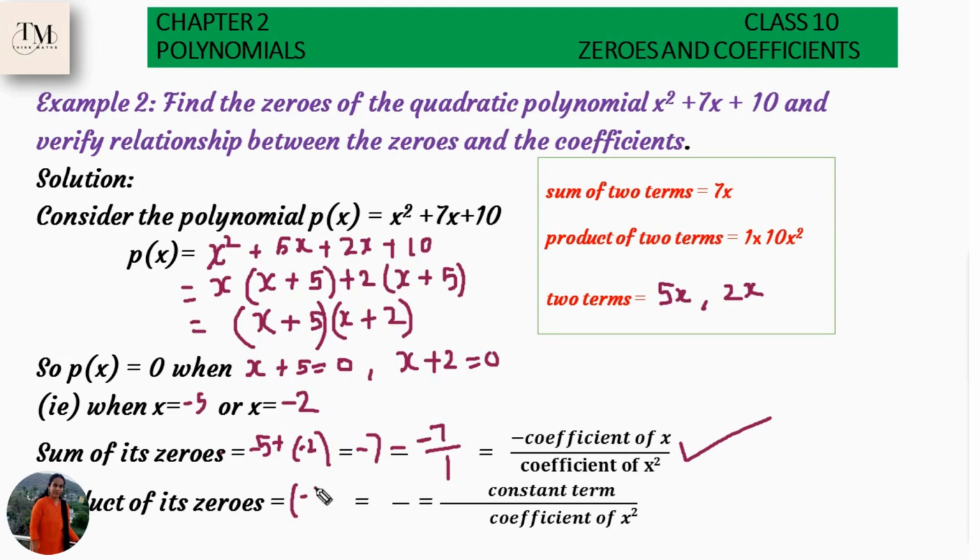Product of zeros: minus 5 into minus 2. Minus into minus is plus, so the answer will be 10. We can write 10 as 10 divided by 1. Here 10 is the constant term and 1 is the coefficient of x square. So the product of zeros is equal to the constant term divided by the coefficient of x square. So we found the zeros and we verified the relationship between zeros and coefficients.